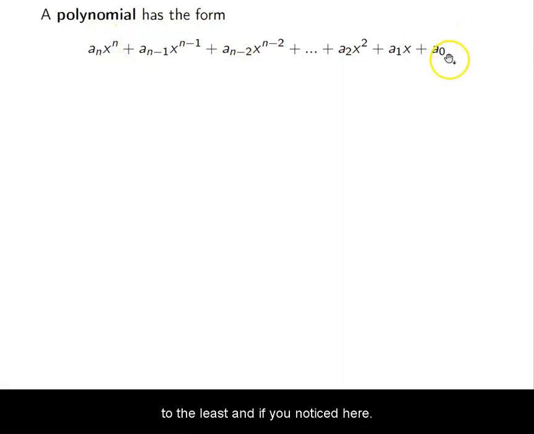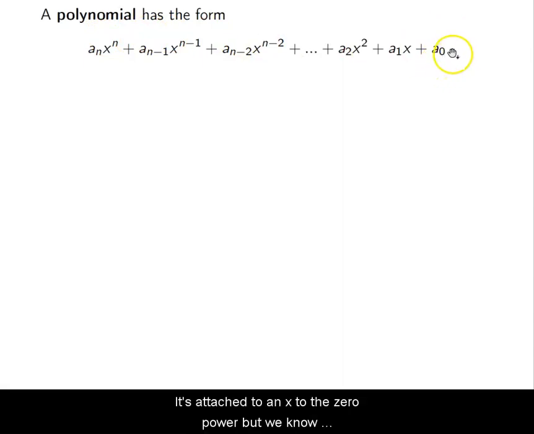And if you notice here, the index here is 0 and it's attached to an x to the 0 power, but we know anything to the 0 power is 1, so we don't have to write it, right? So we could actually write this as a0 x to the 0 power, but since we know what anything to the 0 power is, we don't have to write anything, okay? So this is going to be very important.